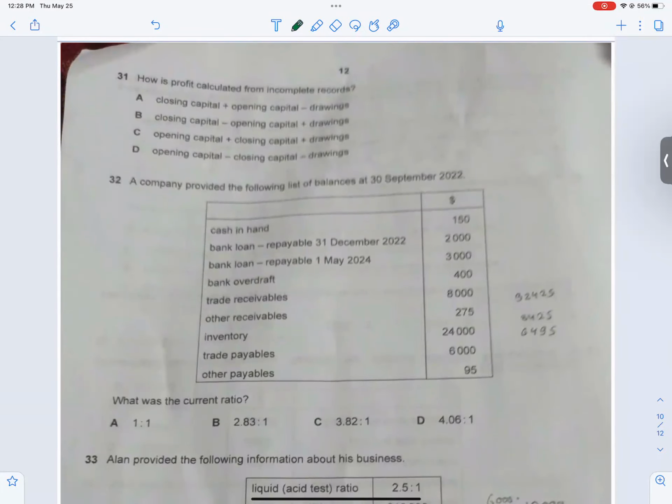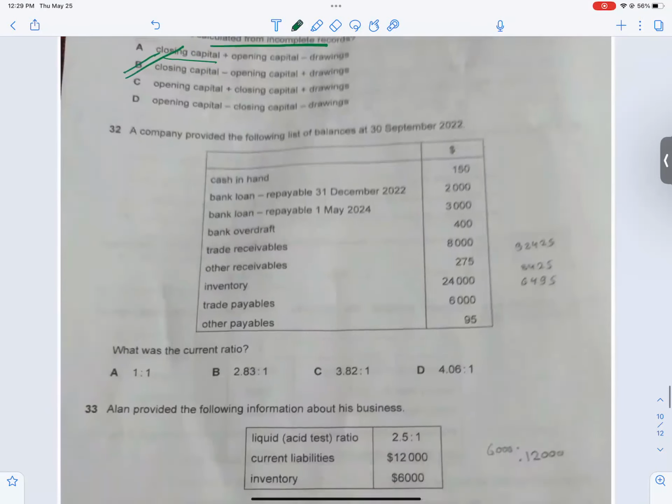How is profit calculated from incomplete records? We have this formula, right? Closing capital plus drawings minus opening capital. Closing capital plus drawings minus opening capital. Where is that option? This option says minus drawings, so that is not it. Closing capital plus drawings minus opening capital, okay, got it. So the option is B. Go to the next one.